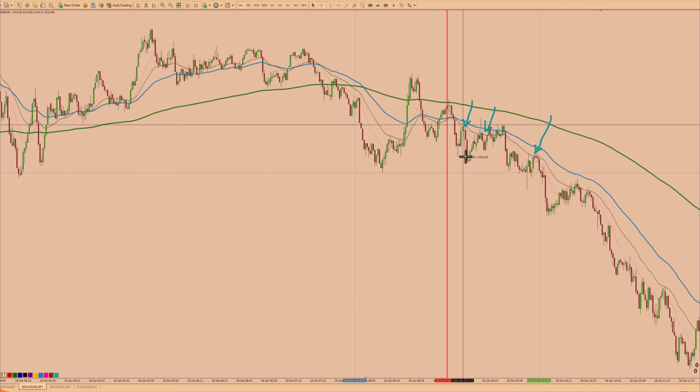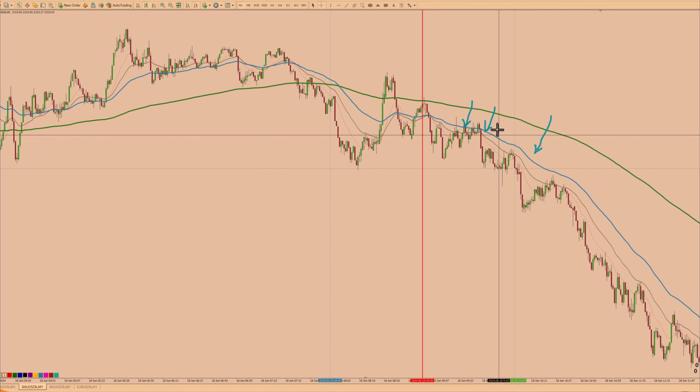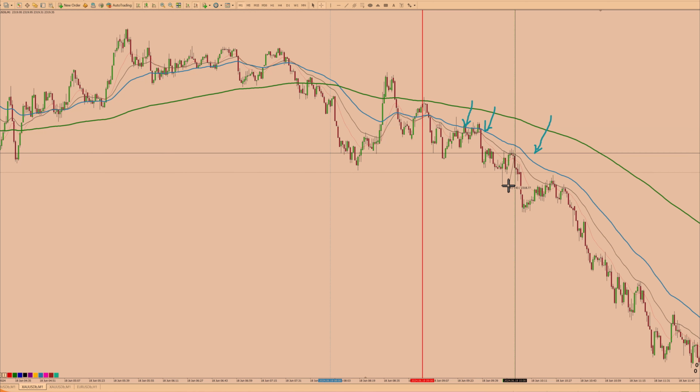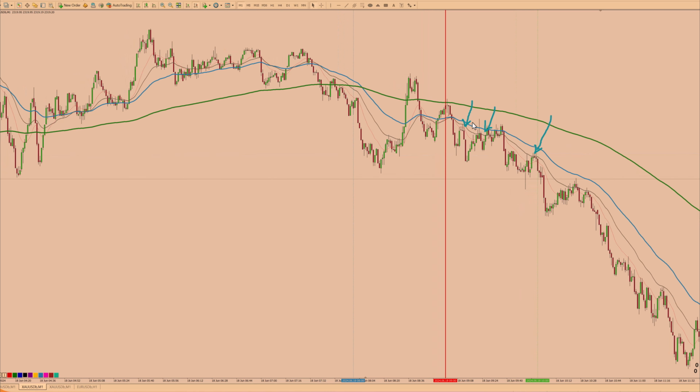From there to the low of this, 13 pips. If you enter at the top here to the low of that, 14 pips. If you enter at this one to the low of this one, another 14 pips. As you can see, every time you enter, you can get between 13, 14, 15 pips. That's enough. You need 10 pips.